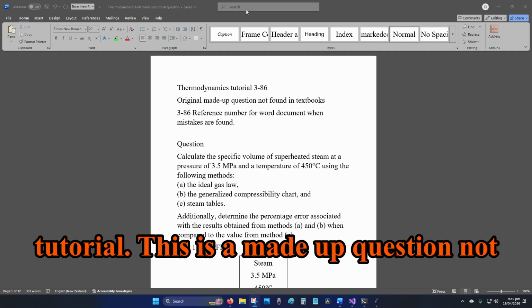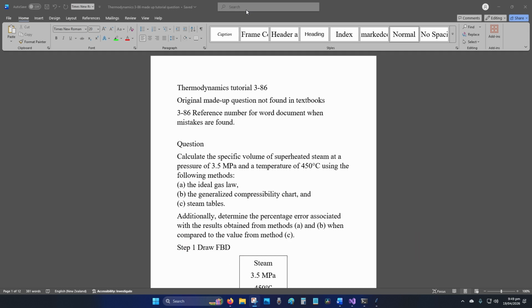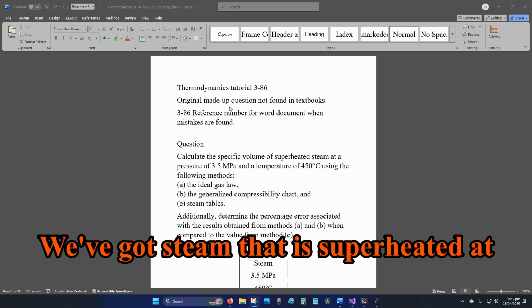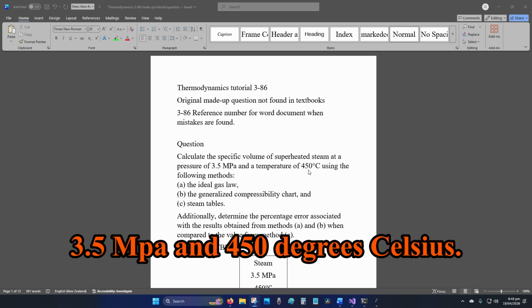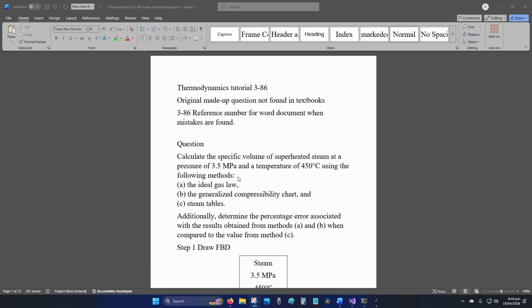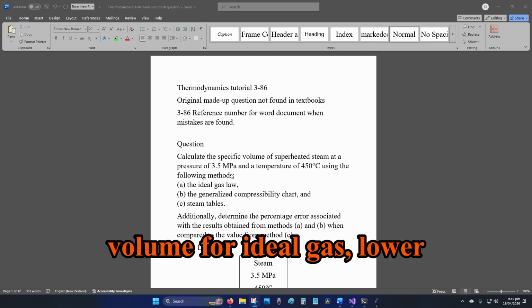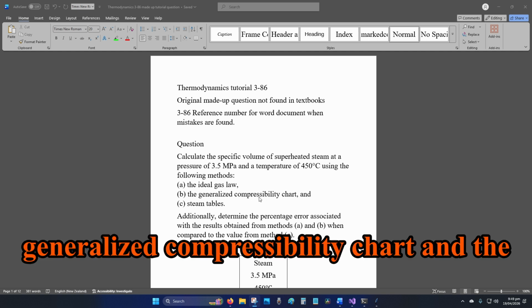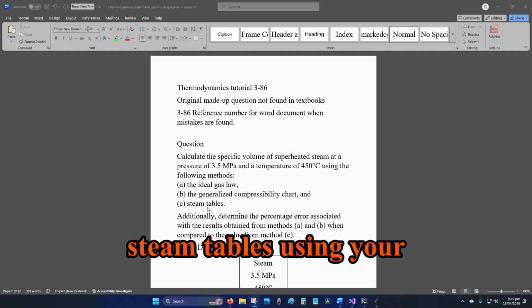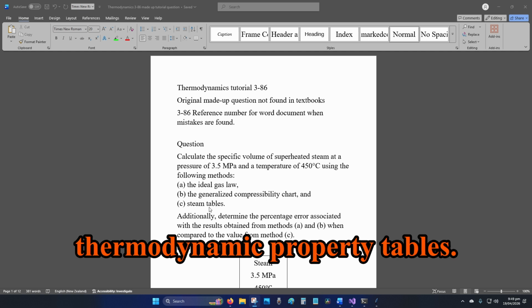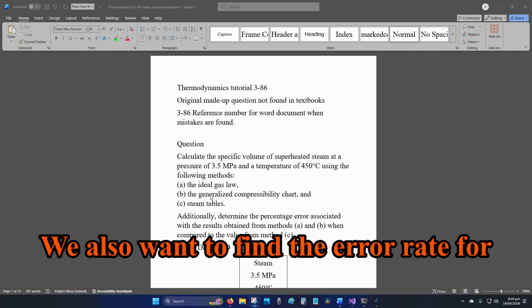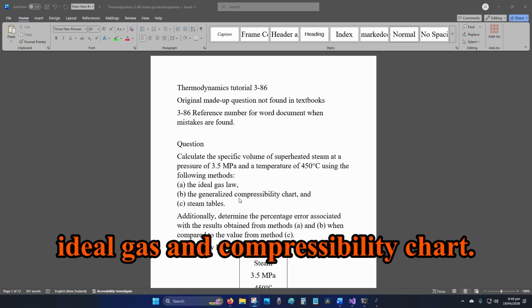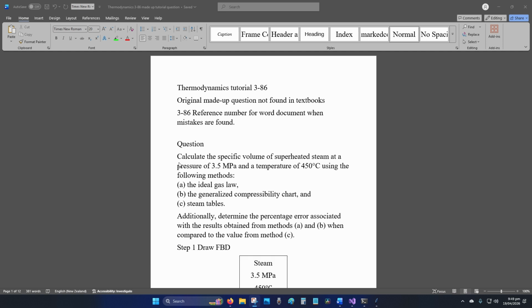This is a made-up question not found in your textbooks. We've got steam that is superheated at 3.5 MPa and 450 degrees Celsius. We want to find the specific volume for the ideal gas law, the generalized compressibility chart, and the steam tables using your thermodynamic property tables. We also want to find the error rate for the ideal gas and compressibility chart.